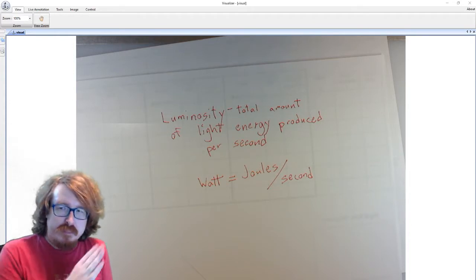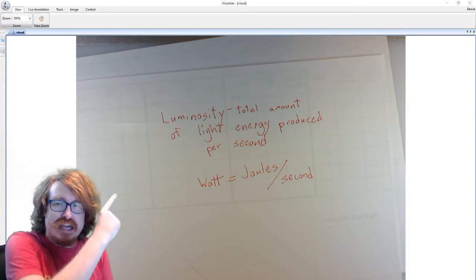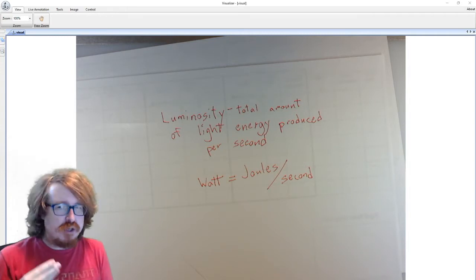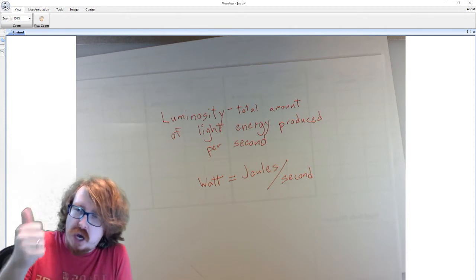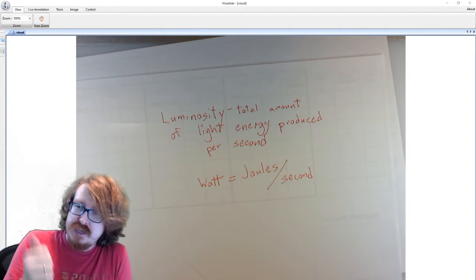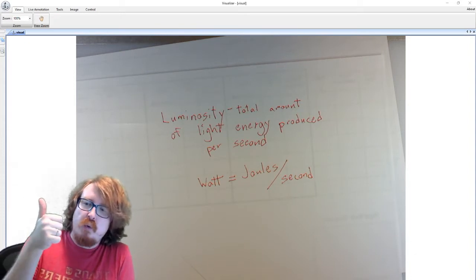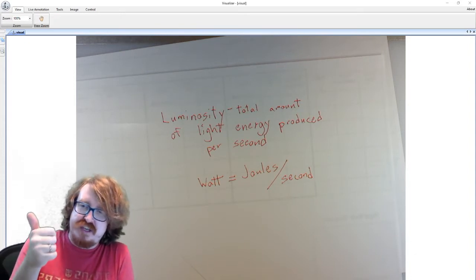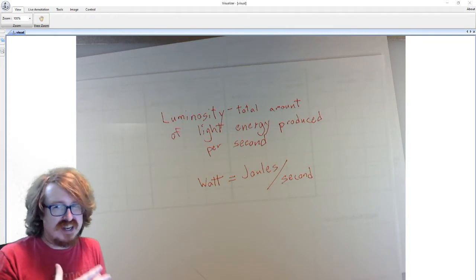So remember, luminosity is the total light emitted per second, which is measured in watts. So that means if you have a 200 watt light bulb, it's producing 200 joules of light per second. And a 300 watt light bulb would be 300 joules of energy per second. And that's why a higher wattage takes more electricity to run.